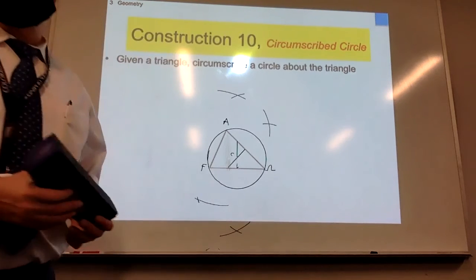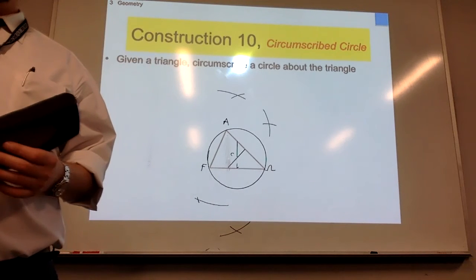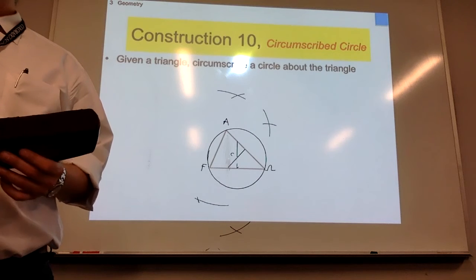Is there a construction for making a triangle inscribed in a circle? Yeah, what's the next one? No, the other way around.